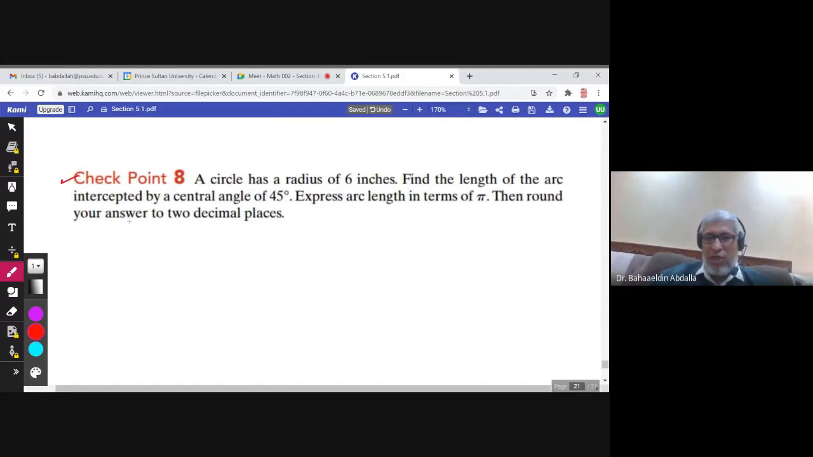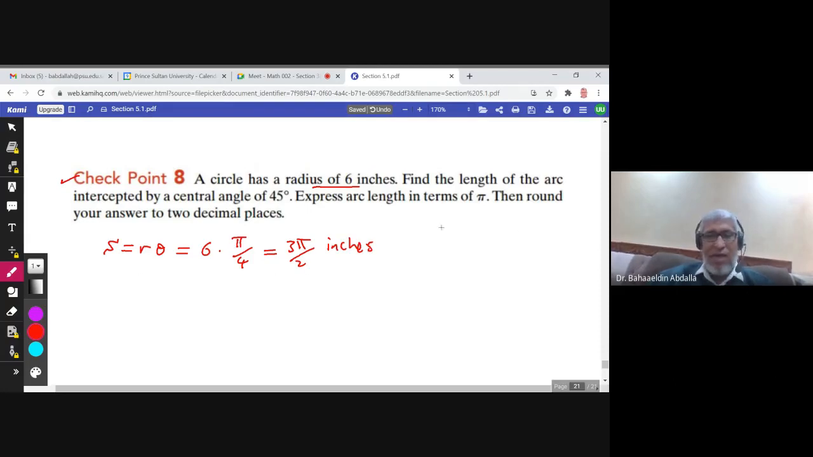Please solve this question. Similarly, use the formula that S equals R times theta. So R is 6 inches. Theta is 45 degrees, but it is not accepted. You have to change it to radian. If you know from what we mentioned yesterday that 45 is actually pi over 4, so that would be your answer. So it is 3 pi over 2 inches. This would be the answer, the arc length.